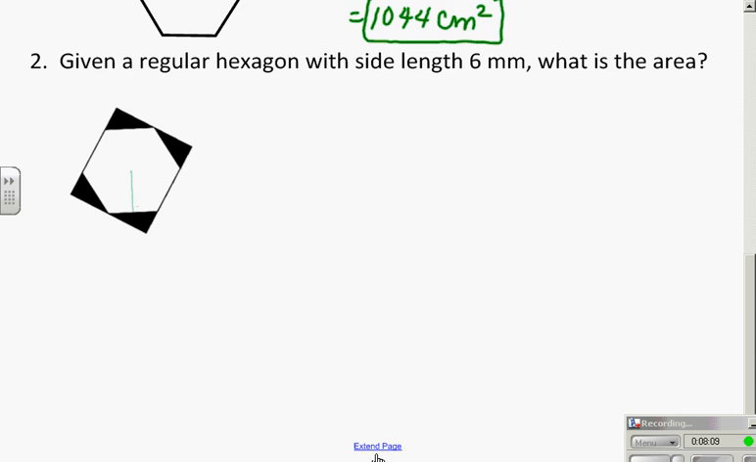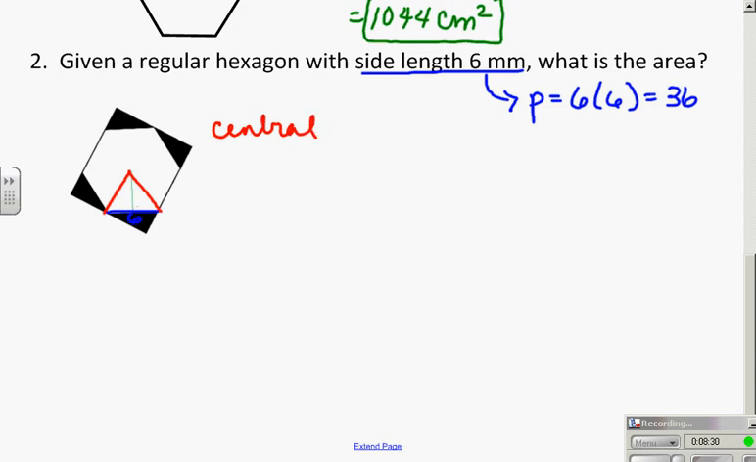But what if you're not given those things? Given a regular hexagon with a side length of 6, what is the area? Well, with side length 6, I can calculate my perimeter. That means it's 6 times 6, which is 36. Okay, so I'm good there. So that means that this whole side right here is 6. But I need to think about my central angle.